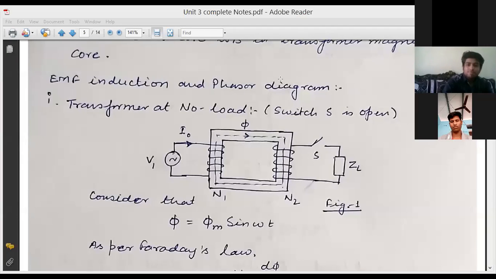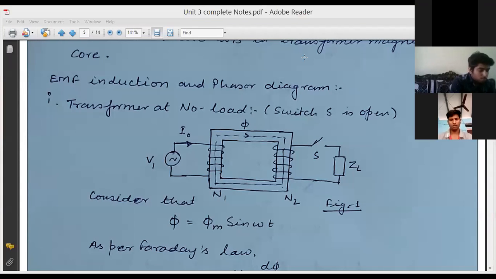Okay, now. So we considered three conditions, and now the fourth. The three conditions were: first, the primary and secondary winding does not have any resistance. Second, there is no leakage flux in the magnetic core, and third, the VH curve is linear. And the fourth condition for the ideal transformer, which we will consider, is that there is no iron loss in the system. Now, what is this iron loss?